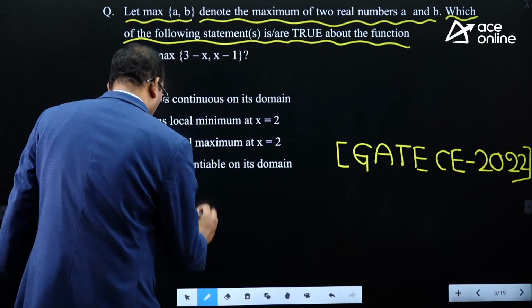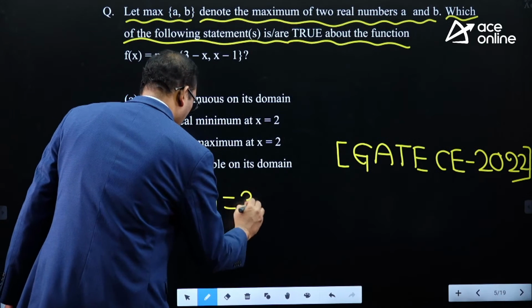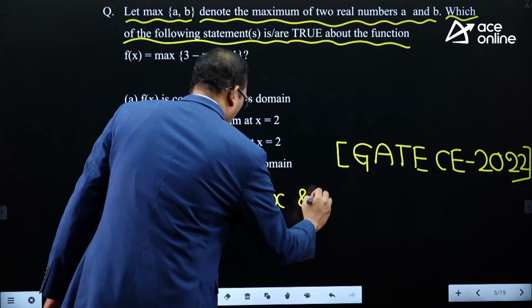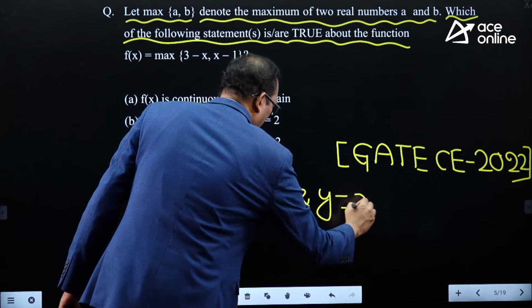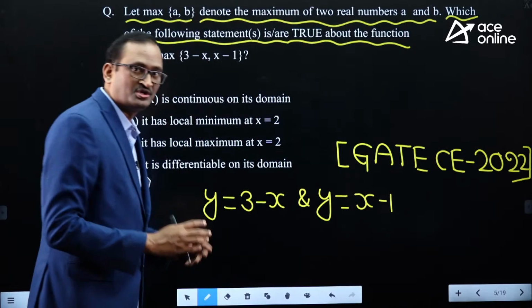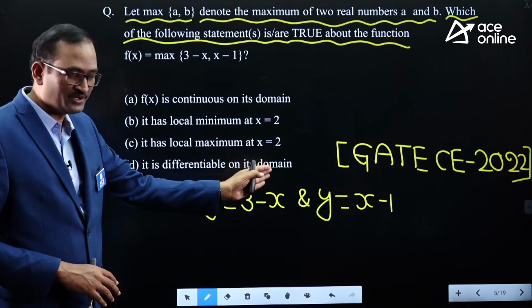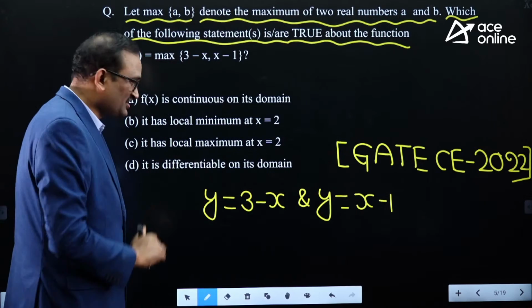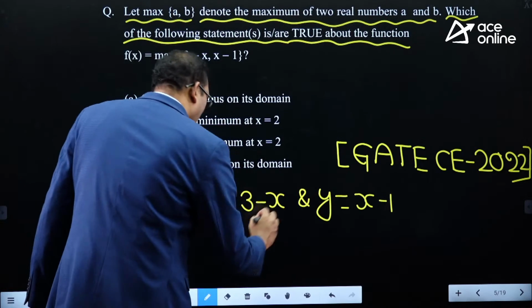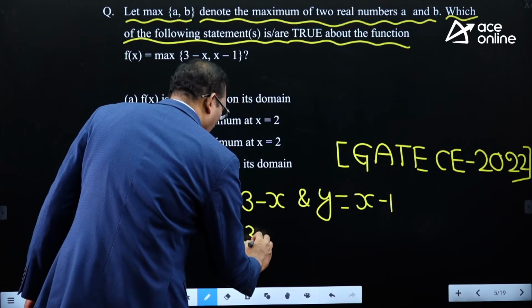Y equal to 3 minus x and y equal to x minus 1. These two curves are intersecting. To know the intersection point, you simply solve these two curves' equations. Both curves' left sides are the same, so the right-hand sides are also the same.